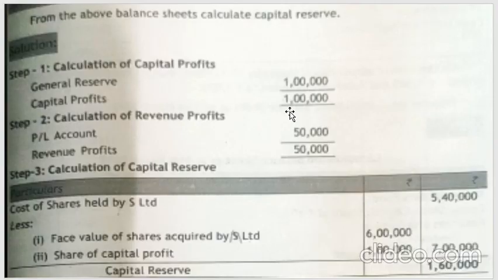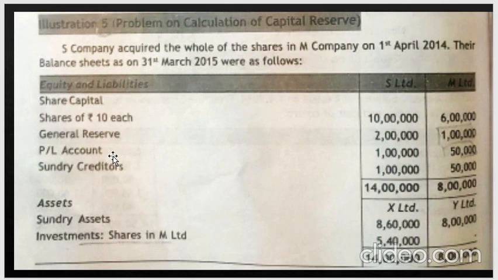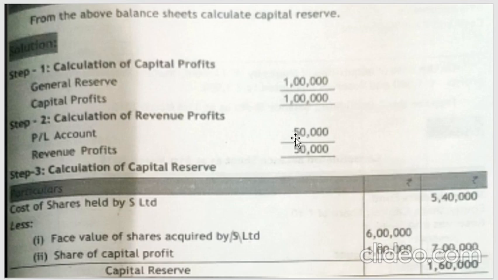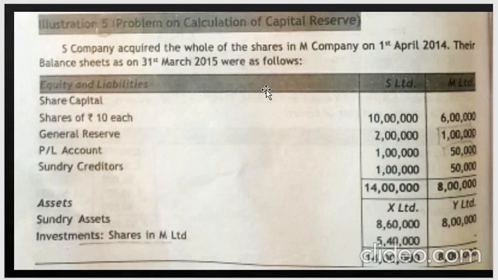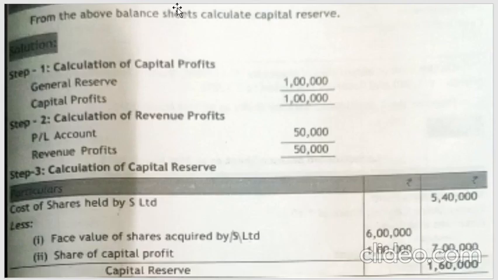So the total capital profit is 1 lakh. Next step is calculation of revenue profit. To calculate revenue profit, we have only profit and loss here, which is 50,000. So 50,000 would be taken. So revenue profit is 50,000. Next they have asked us to prepare capital reserve account. In the question, they have asked us to calculate capital reserve from the above balance sheet. Capital reserve is nothing but the negative balance that you get. It is either capital reserve, cost of control, or it is called goodwill.